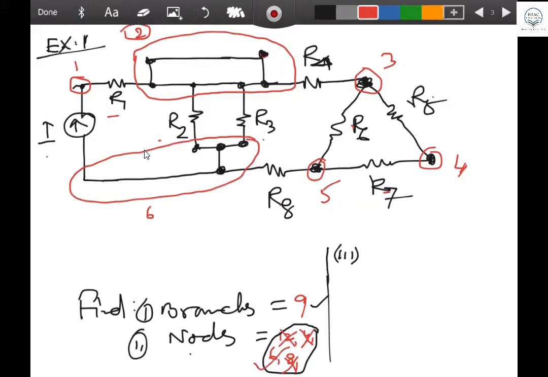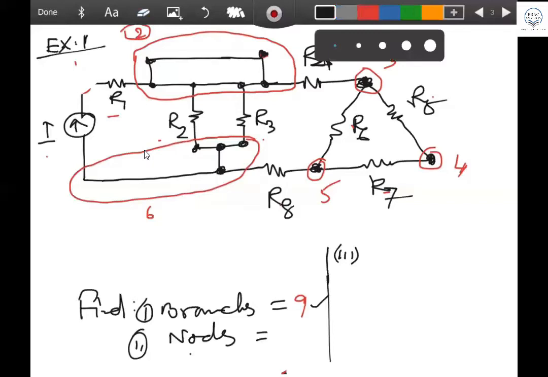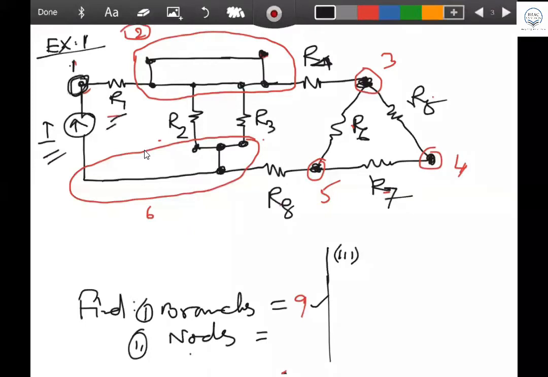If you have any confusion, you can ask me the question. If you know, then I will ask you questions. You tell me, node 1 is the joining point of how many branches? Two branches. Node 1 is the joining point of 2 branches. What are they? Source and R1. This joining point gives you node 1. Beautiful.